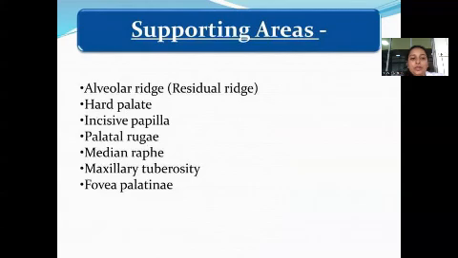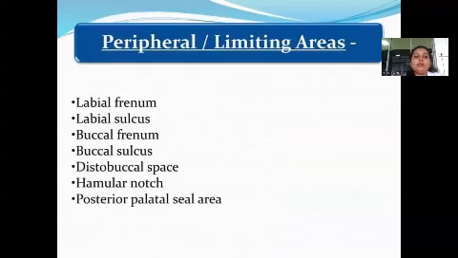If we see the supporting areas, we have the alveolar ridge, hard palate, incisive papilla, palatal rugae, median raphe, maxillary tuberosity, fovea palatine. Next is the peripheral or the limiting areas. We have labial frenum, labial sulcus, buccal frenum, buccal sulcus, distobuccal space, alveolar notch, the posterior palatal seal area.